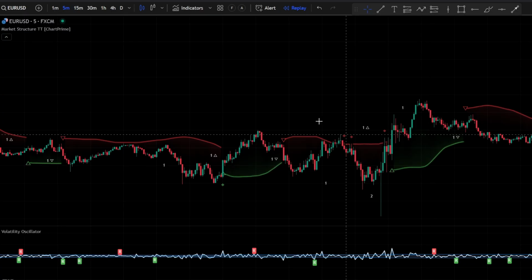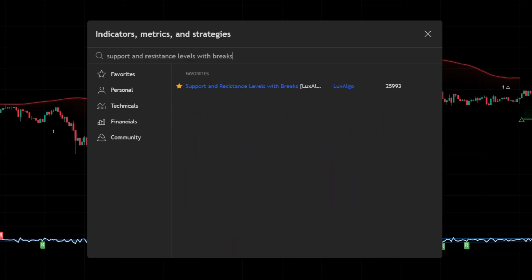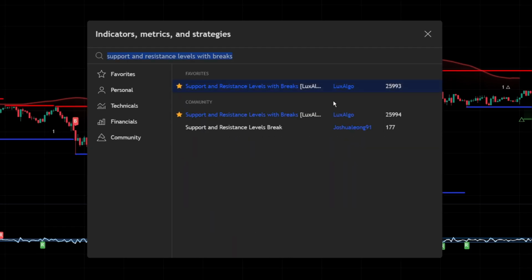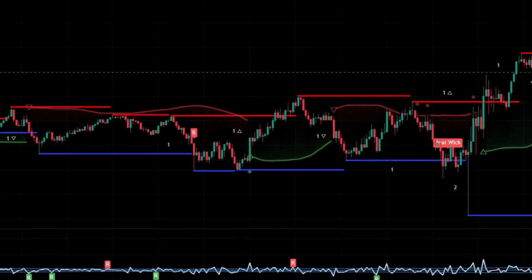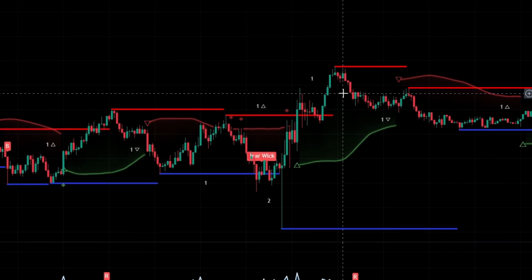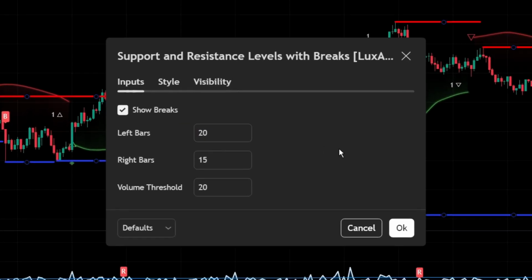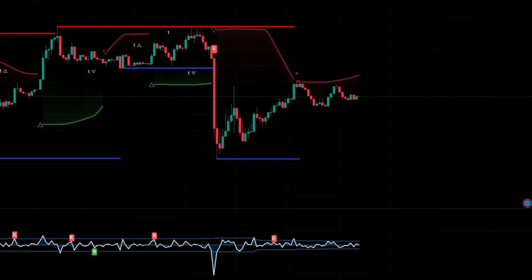For the final indicator, search support and resistance levels with breaks. Select this one by Lux Algo. We will use this indicator to set take profit and stop loss levels based on the current price action. Go to the Settings tab and change left and right bars to 20. This will show us the major zones. Everything's ready. Let's take a few trades.